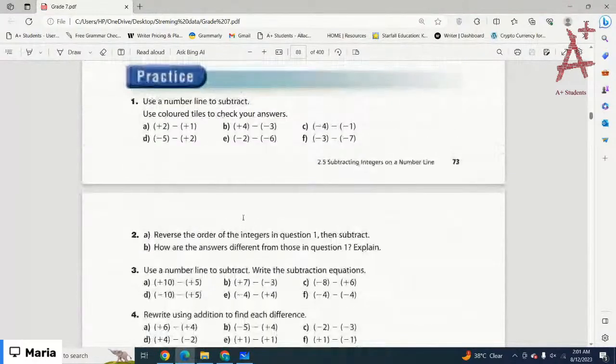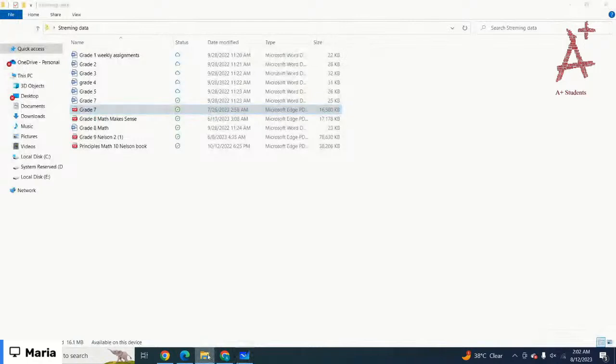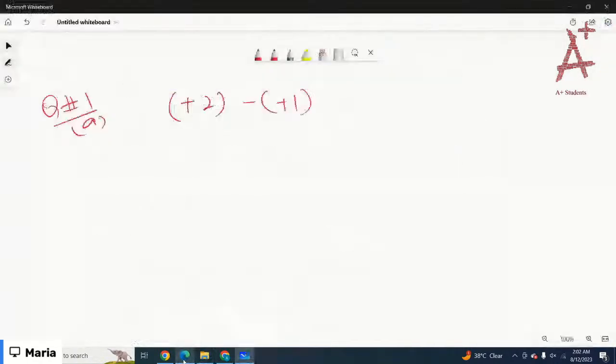Okay, let's just start with the practice questions. Use a number line to subtract. So you have to subtract using number line. Let's start with the first question, that is positive 2 minus positive 1. Question number 1a, positive 2 minus positive 1. Let me just confirm, positive 2 minus positive 1. Okay, how do we subtract?